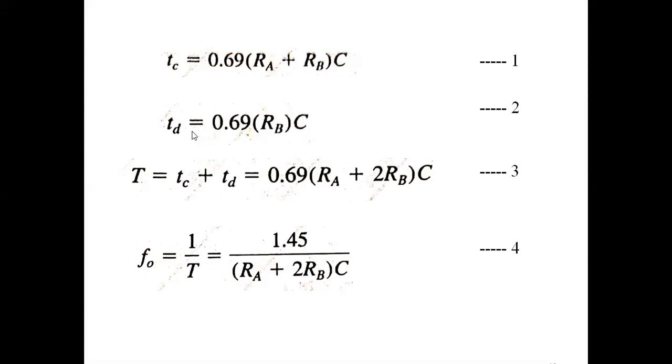Now the total time period of the output waveform is nothing but the charging time plus the discharging time, or the on period plus the off period of our output. Hence adding equations number 1 and 2, we get T equal to 0.69 (RA + 2RB) C. Call this equation number 3.